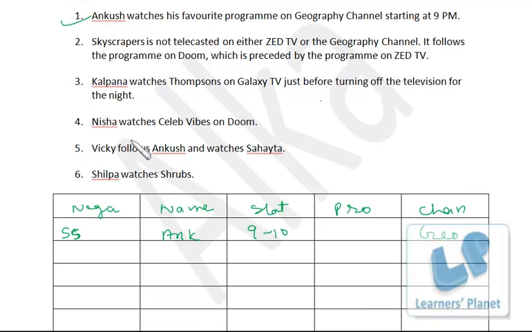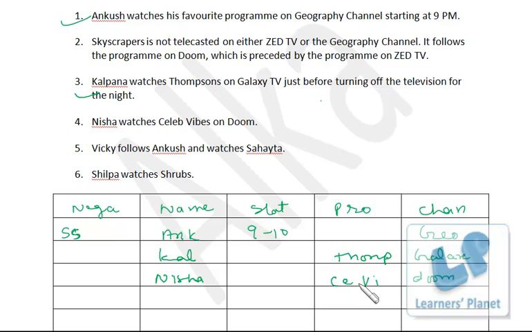Then Kalpana watches Thompson. Okay, so I just write down the name. Kalpana watches Galaxy TV and the program name is Thompson. Okay, so this one is done. Nisha watches Celeb Vibes on Doom. So I have Nisha, and we don't know the slot, Celeb Vibes on Doom.